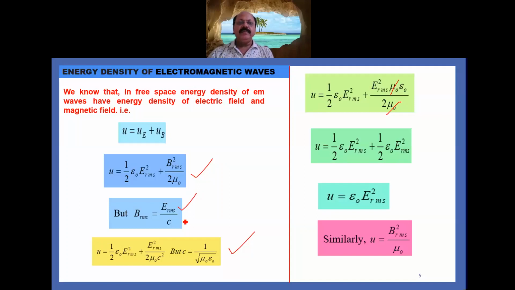Similarly, you can also find it by substituting the value of E_rms equals c B_rms in this equation in place of this, and follow all the steps which you have followed here. Then you get the result for energy density in terms of B_rms square. So u equals B_rms square upon mu naught. So this is about the energy density of electromagnetic waves.